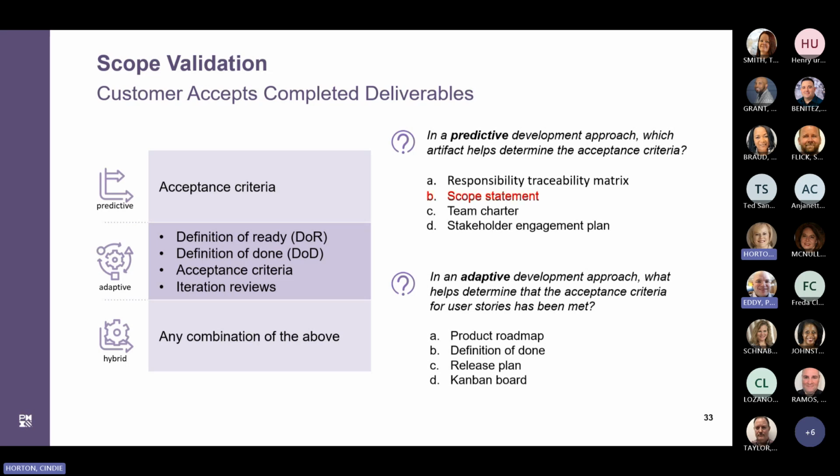Okay. Now, in an adaptive development approach, which helps determine that the acceptance criteria for user stories has been met? It's on this page too, by the way. So the definition of done? Perfect. Excellent. Thank you very much. Good.